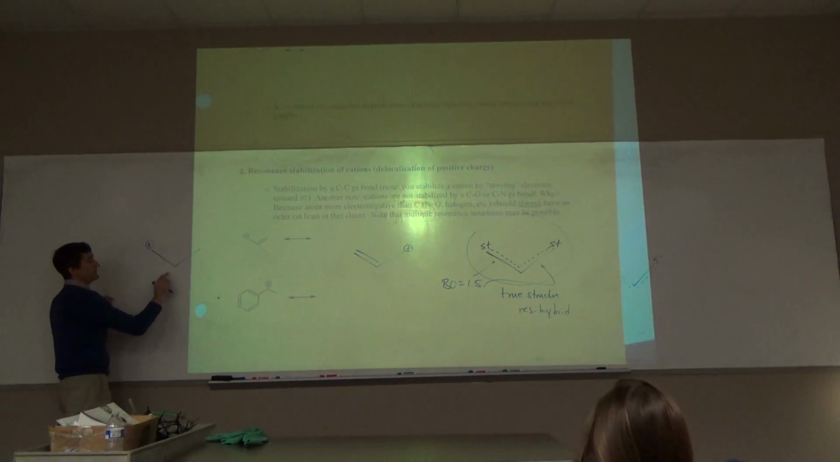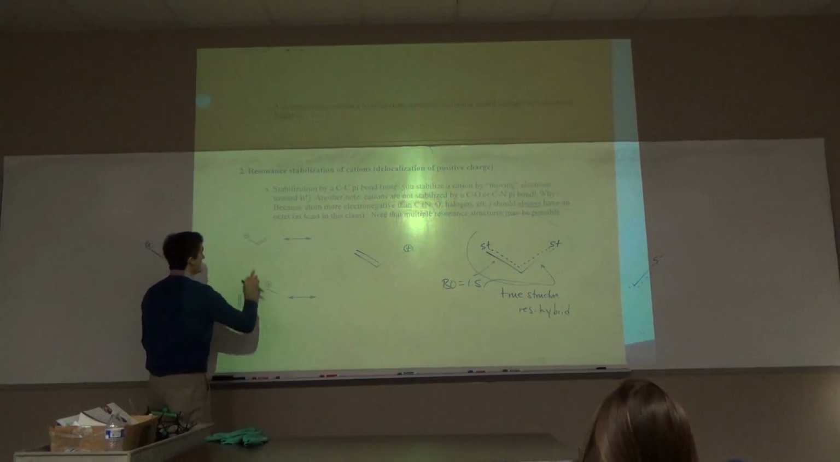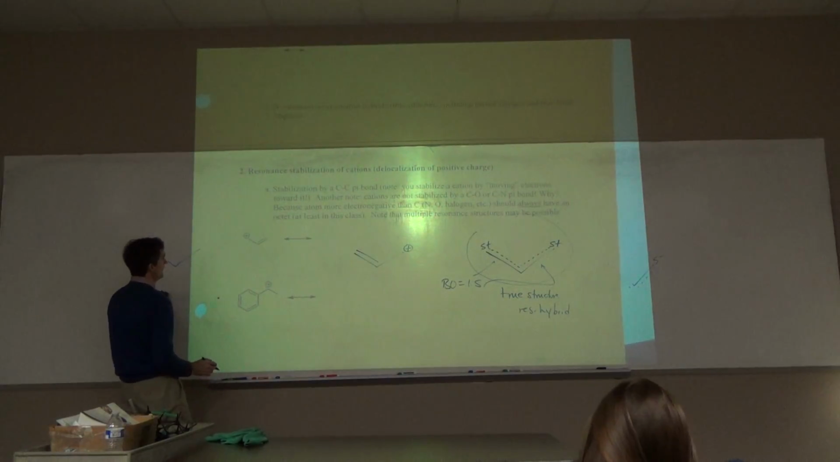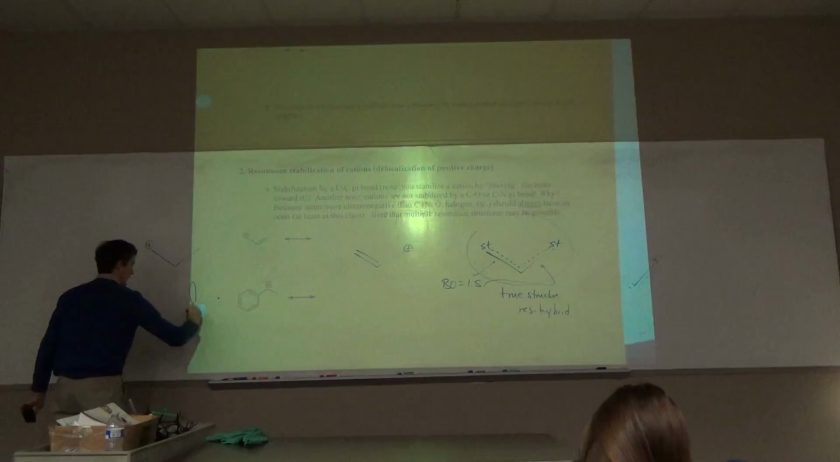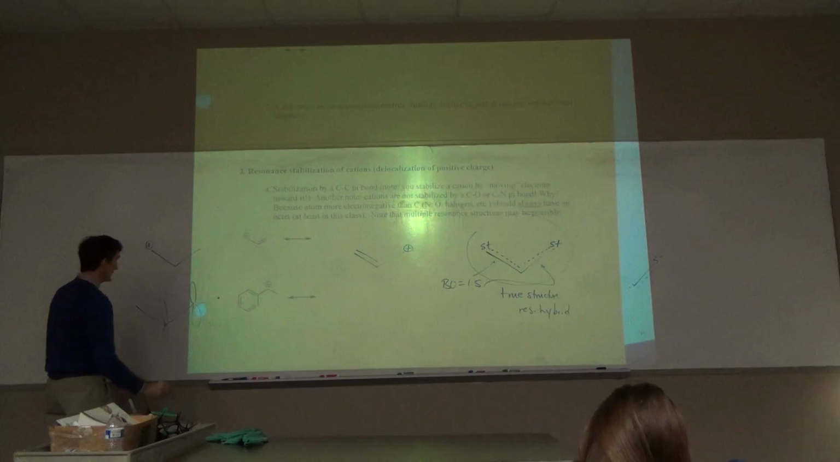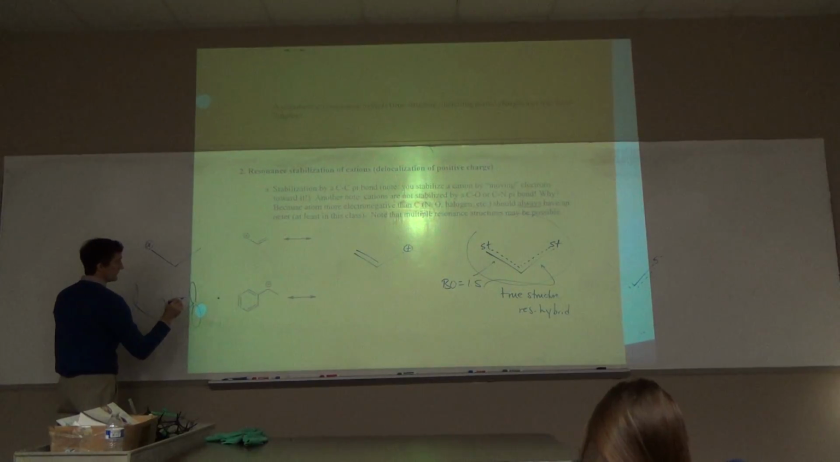There's no windshield wiper, there's no p orbitals, there's nothing. Let's look at p orbitals. How many p orbitals does this compound have? How many? 3, right? 1, 2, 3. Okay.